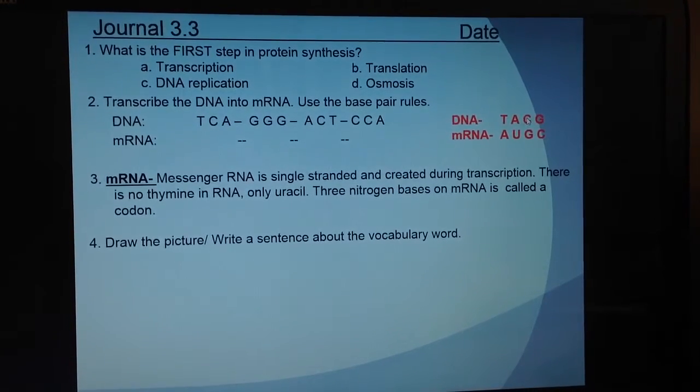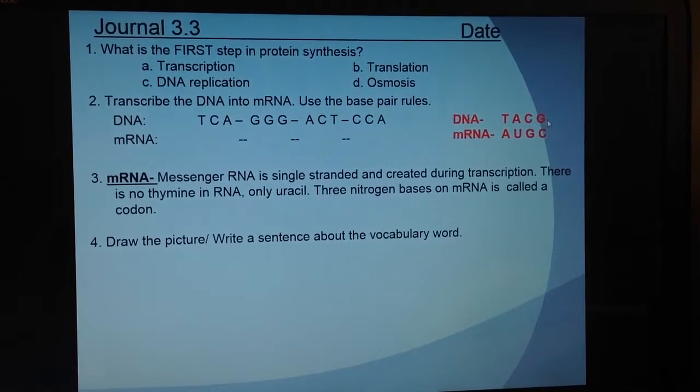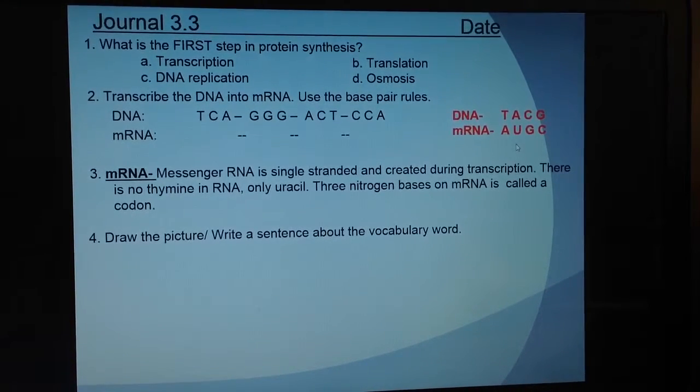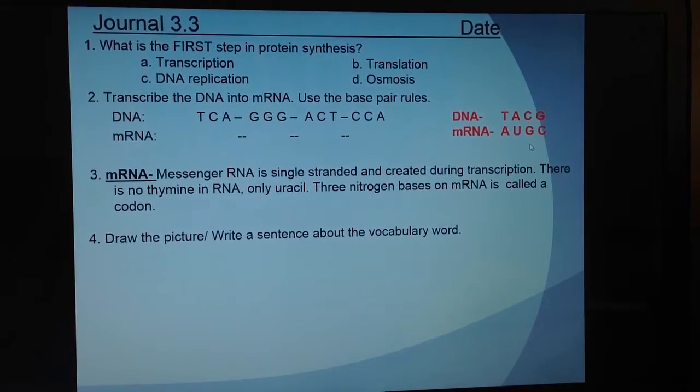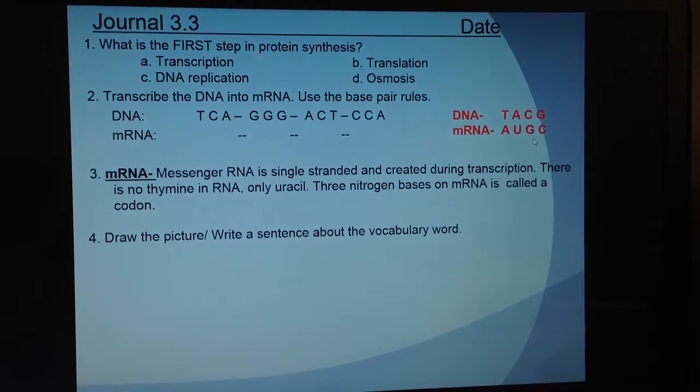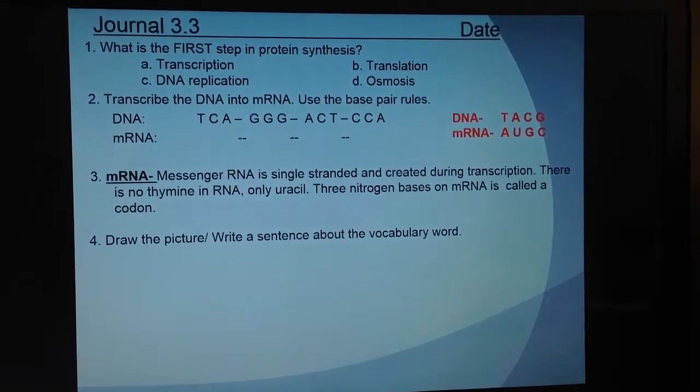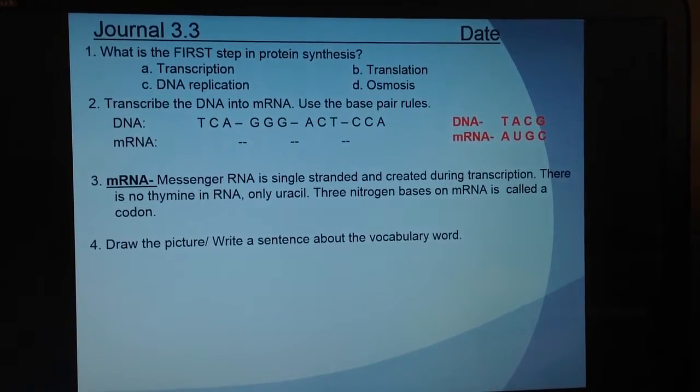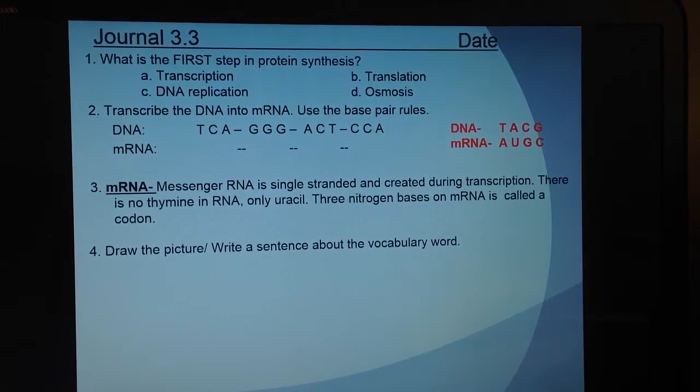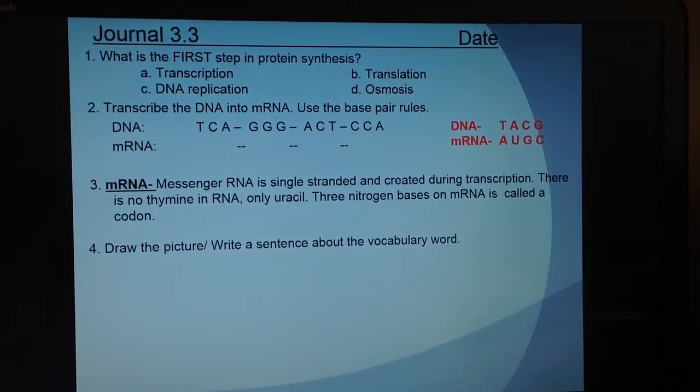So if I had a section of DNA TACG, my mRNA that I would get from that would be AUGC. Go ahead and pause the video and make sure that you copy down everything that you need and hold on to your journals until the end of the period where you can return them back to the box.